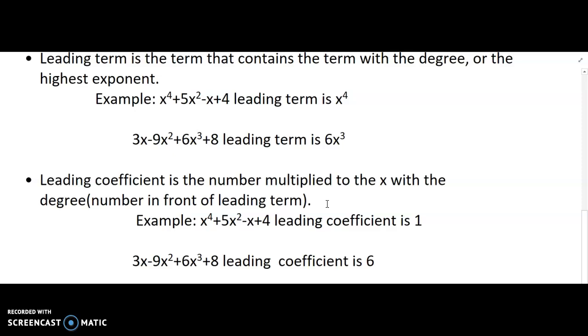The leading coefficient is the number multiplied to the x, or if it's a different variable, y, z, it just depends, with the degree. So the number in front of the leading term. So here's the tricky part. This one is x to the 4th, right? What's that number in the front? That number is a 1 because there's an understood 1 there. So the leading coefficient is 1. Let's look at this example. Again, our leading term was 6x to the 3rd, so the leading coefficient is 6.